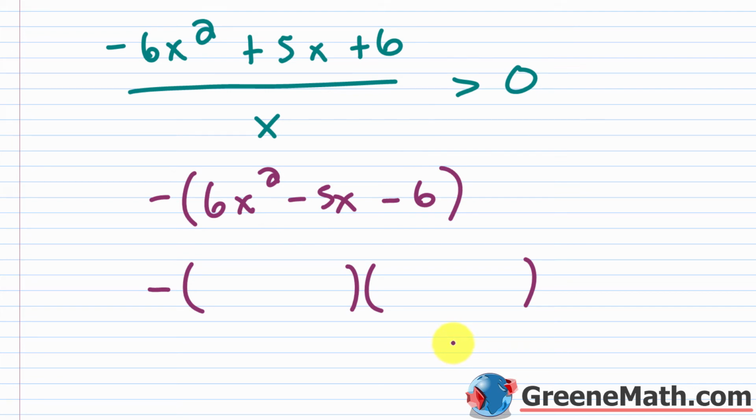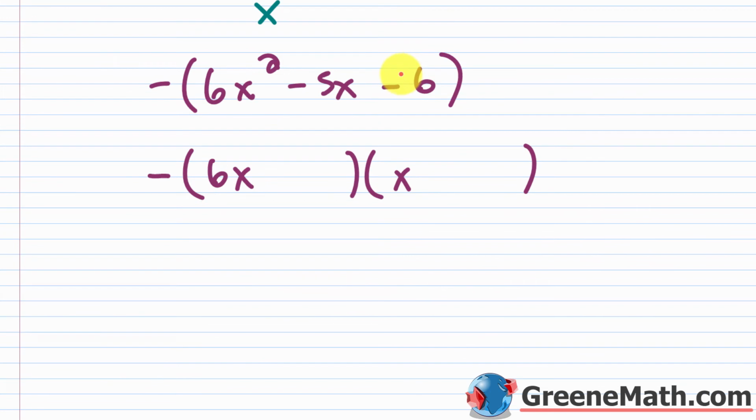Essentially, you could start with 6 and 1. So let's say we had a 6x here and an x here. And this is a minus sign, so I know in terms of absolute value, I'm going to be subtracting. And I'm trying to get to 5. Forget about the fact that it's negative 5.